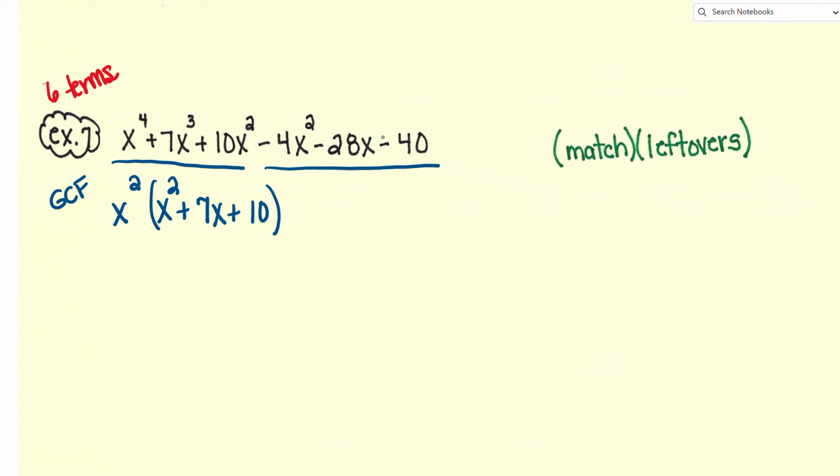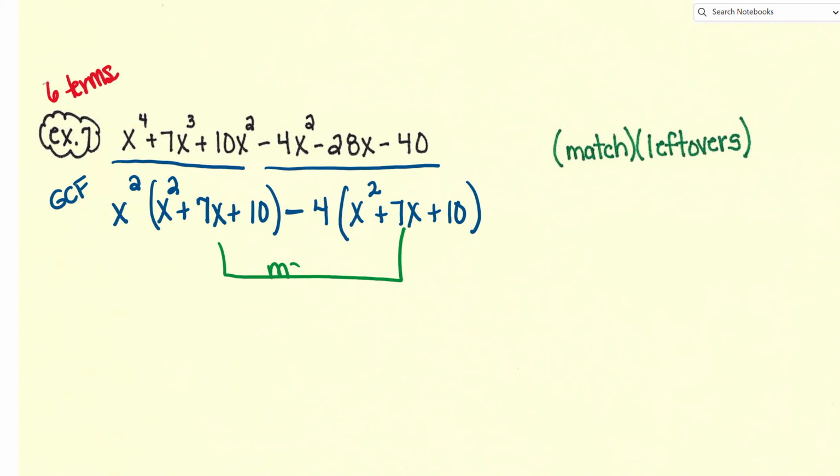Here, we know 4 goes into them, but for the signs to match, we're going to have to take out a -4 because we need a negative divided by negative, negative divided by negative, negative divided by negative to give us a positive, positive, positive. So take out your -4, and that leaves you with x squared. -28 divided by -4 is positive 7x. -40 divided by -4 is a positive 10. And we have our match.